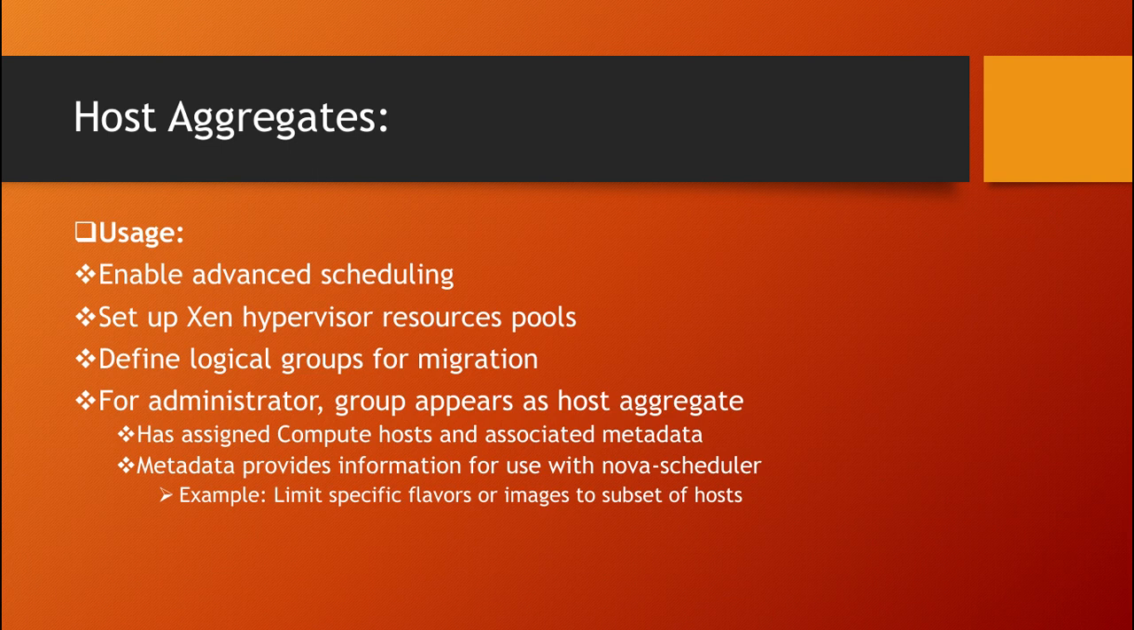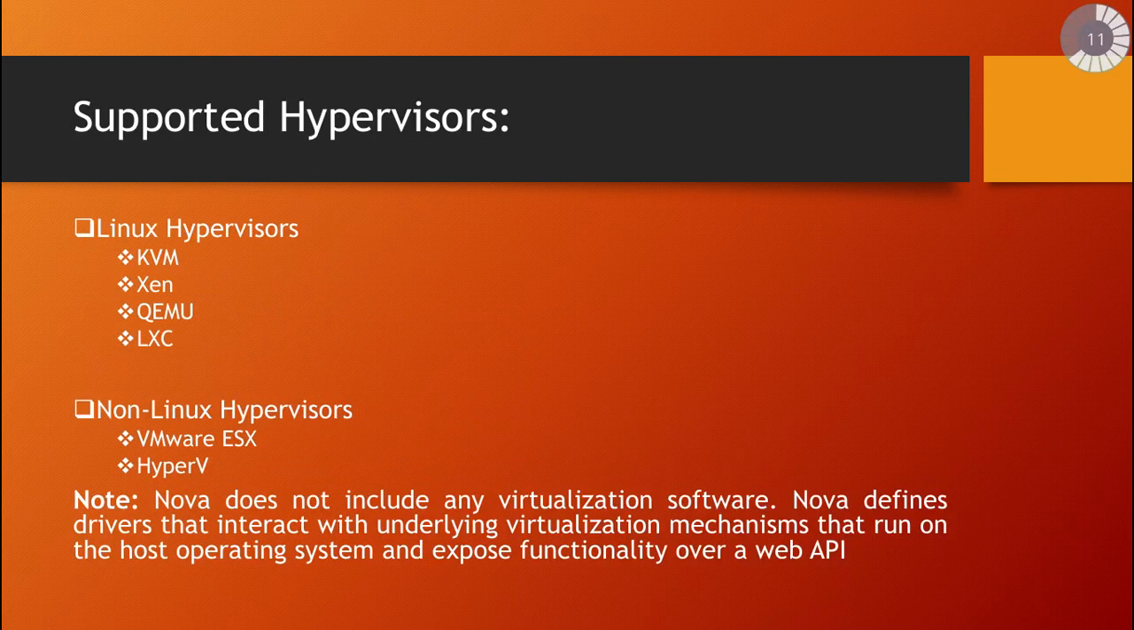And this has assigned compute hosts and associated metadata, and metadata provides information for use with the Nova scheduler, like you can limit specific flavors or images to a subset of hosts. So accordingly you can limit your flavors or images available to the end user via these host aggregates. So for your compute service, below are the supported hypervisors.